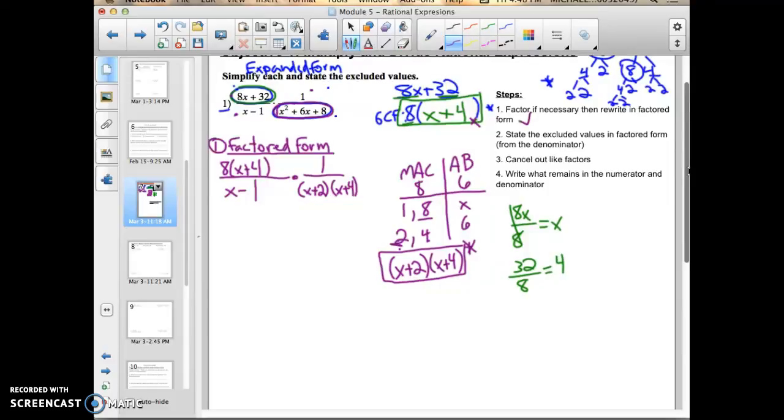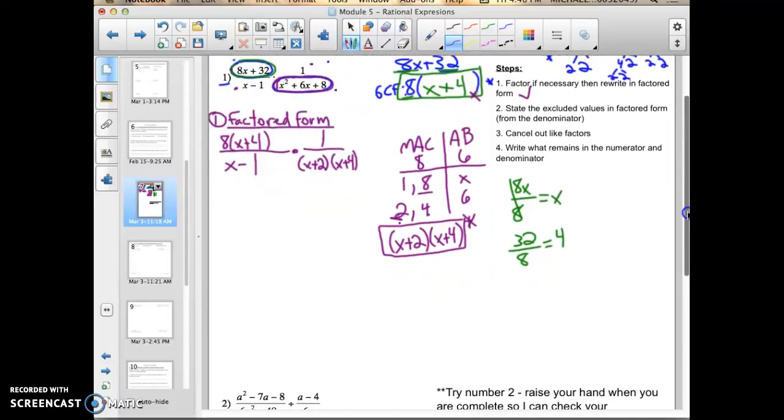All right, that is step 1. I am done with step 1. Step 2, state the excluded values in factored form, and again, excluded values exist in the denominator. I've already done a pretty extensive explanation on excluded values in a different video, so if you need to, please go back and watch that video. But I'm going to label excluded values for my step 2.